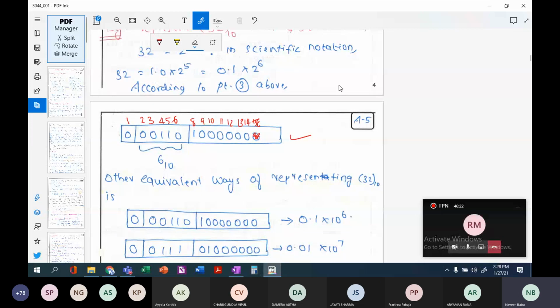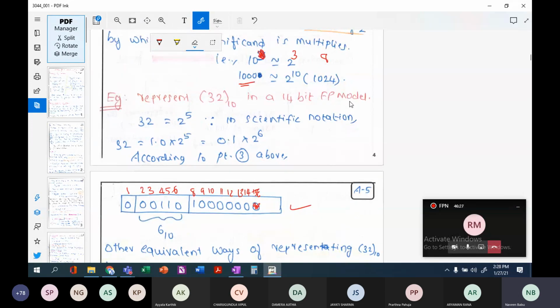According to my first rule, what is my first rule? I will first convert this 32 into this format. What is 32 equivalent to in terms of the one that is closer to a power of 2? 2 power 5 is 32. So this is in terms of scientific notation.